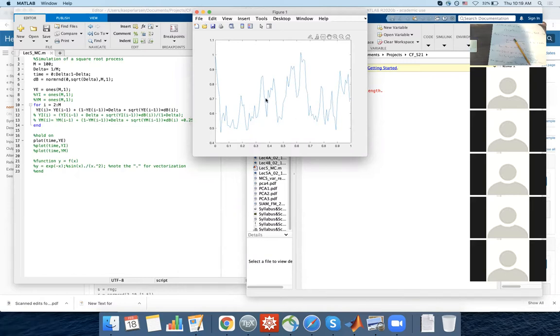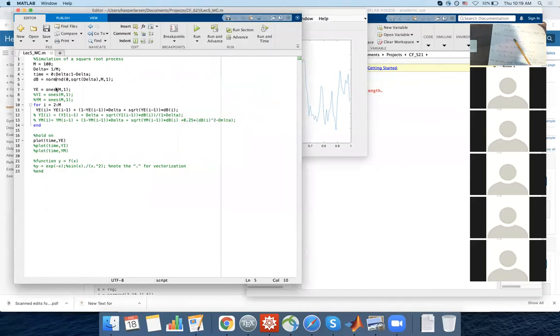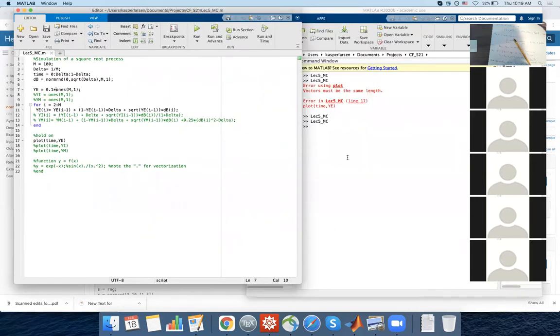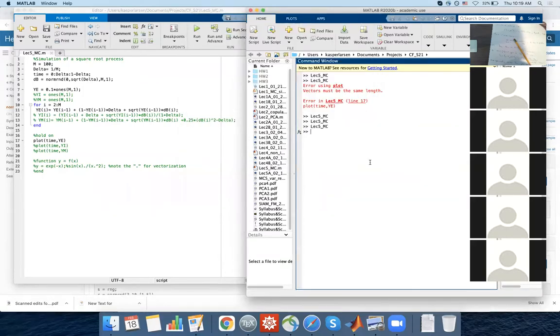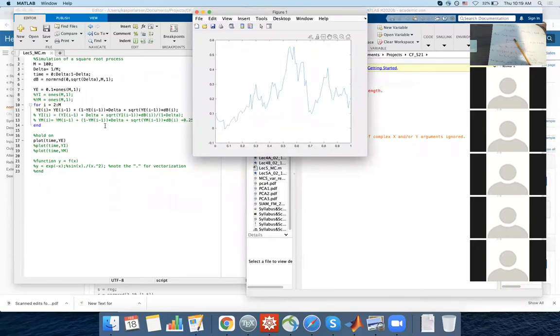But if I were to start lower, we should try to start it lower. So instead of 1 here, I would have, say, 0.1 as my initial value. So I'll start the process out at 0.1 instead of 1. And now we're lucky, it didn't go negative. Let's try it again. There's a little negative value here, but not much.